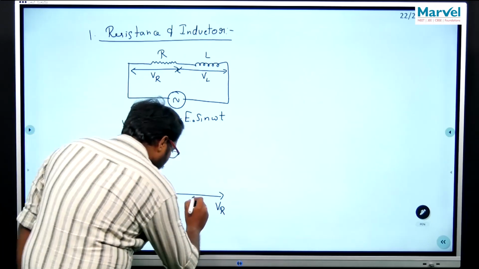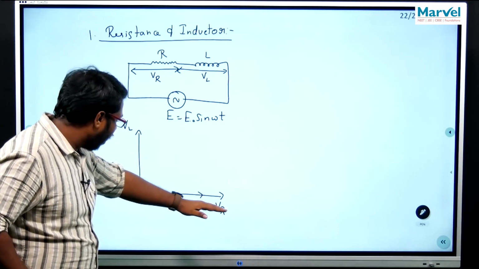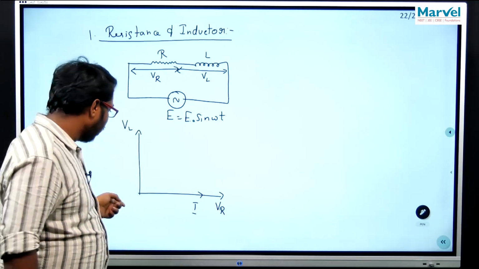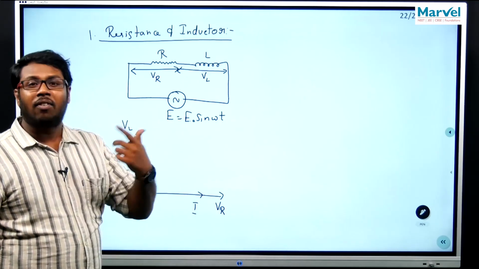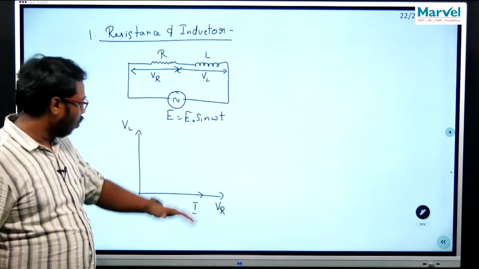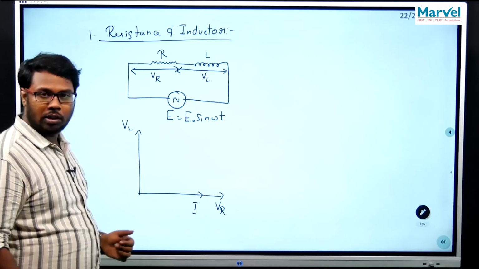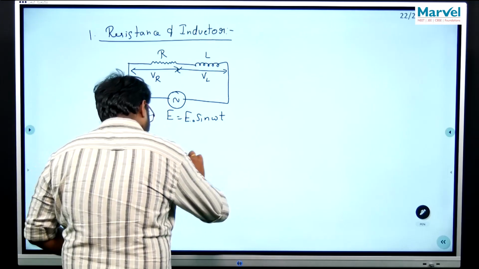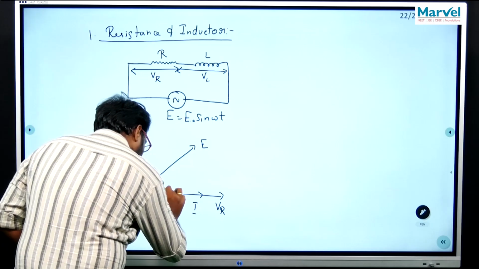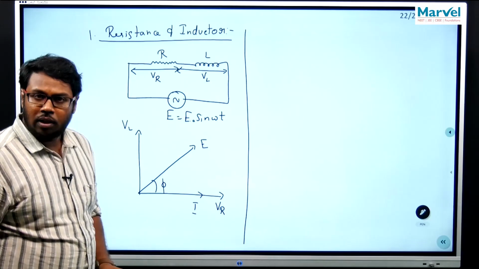Otherwise, I can also deal with it in a different way. See, the current and the voltage drop on your resistance are in phase. Remember, that is the reason why I have drawn them on the same line, whereas in your inductor the voltage leads the current by pi by 2. That is the reason why I have written it on the y-axis like this. So now what is the total E in here? Where I call this the phase angle.